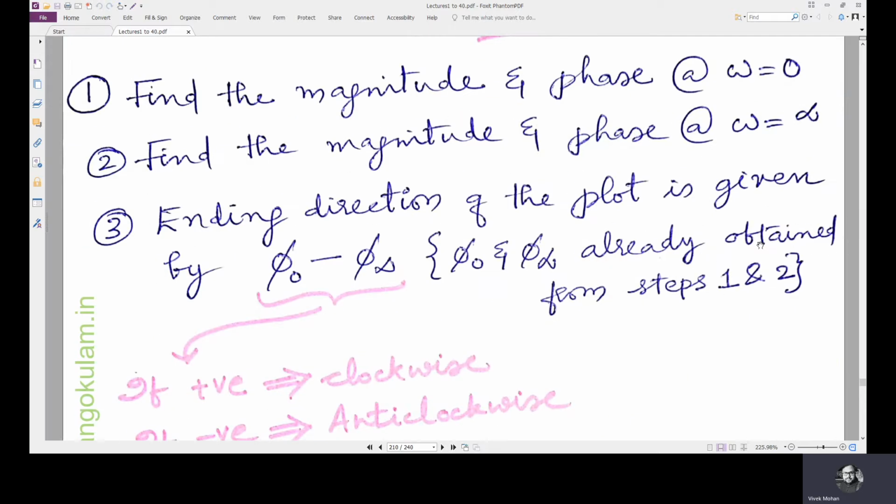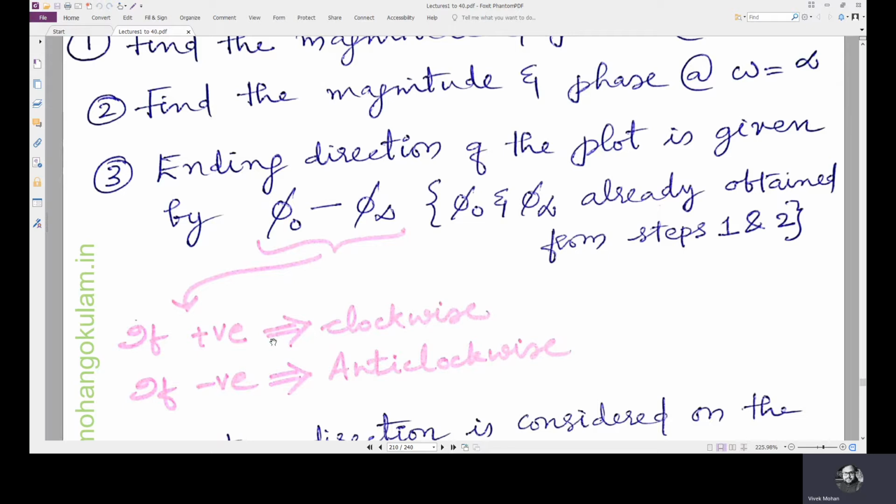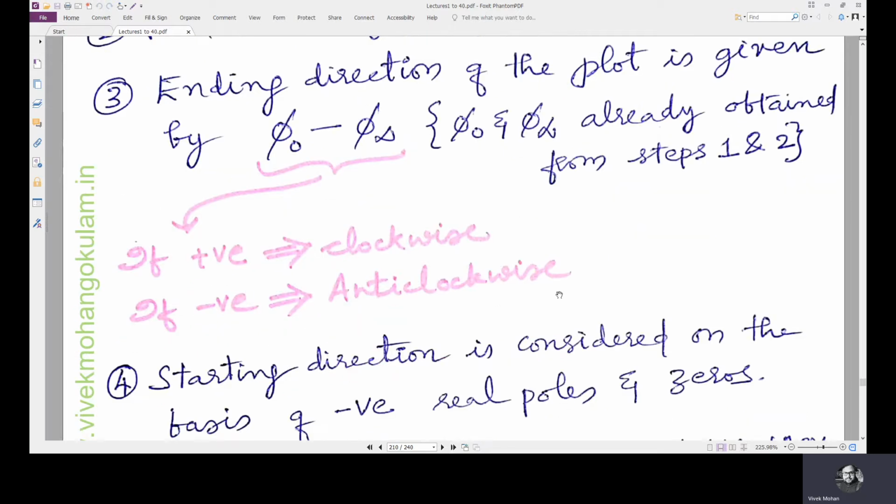Now we need to find the ending direction and starting direction. The ending direction of the plot is given by phi 0 minus phi infinity. Phi 0 is the phase angle evaluated at omega equals 0. Phi infinity is the phase angle evaluated at omega equals infinity. So we take phi 0 minus phi infinity and evaluate that. If this is positive, then the ending direction is clockwise. If this is negative, then the ending direction is anti-clockwise.